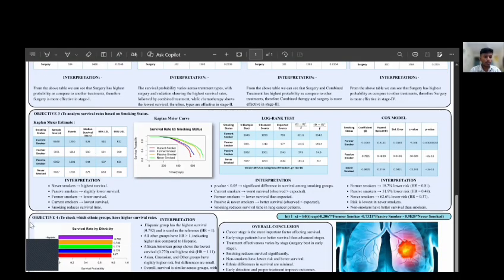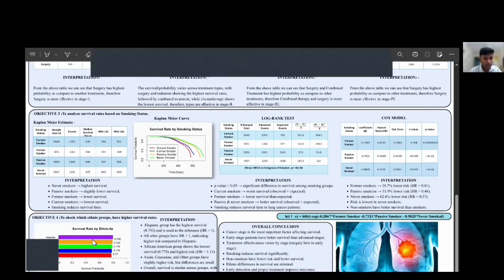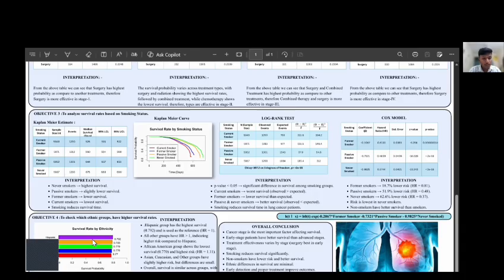So here is our fourth objective, to check which ethnic group has higher survival rates. As we can see in the graph, the Hispanic group has a higher survival rate, but the groups are nearly equal. So we can say that the Hispanic group has the highest survival, and it is used as the reference, with hazard ratio HR equal to 1. All other groups have HR greater than 1, indicating higher risk compared to Hispanic.